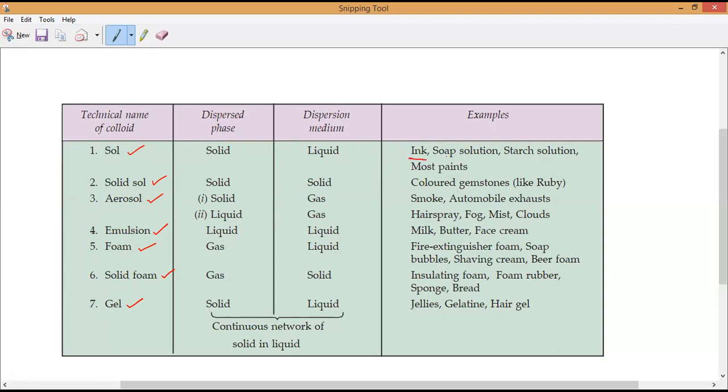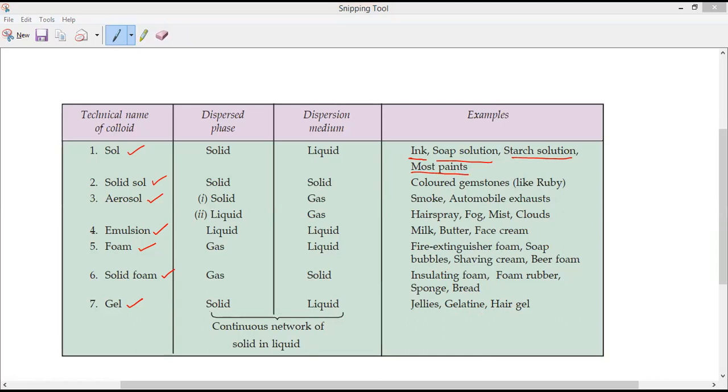Sol means what is the example? Ink, soap solution, starch solution, and most of the paints. Understand? So everything will come under sol only. So please learn it. Next one, if you'll notice it, also see the next, solid sol.